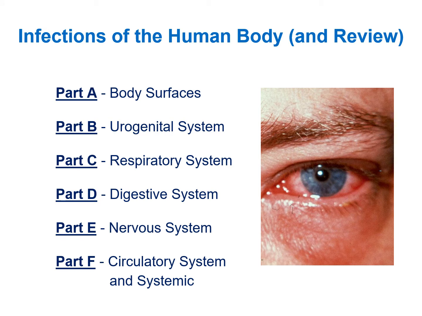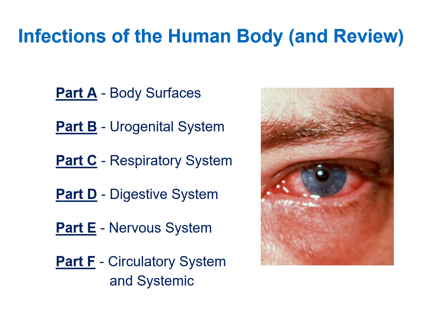And there's a lot of parts we're talking about here. So I've broken it down into these 6 parts here. First, we'll talk about body surfaces. So we're talking about the skin, but also conjunctiva. And then part B is going to be the urogenital system, then the respiratory system, digestive system, nervous system, and finally the circulatory system. And in part F, we'll also look at systemic infections.